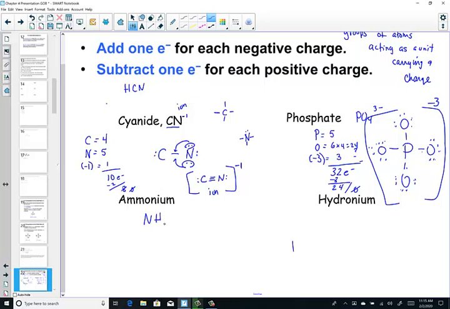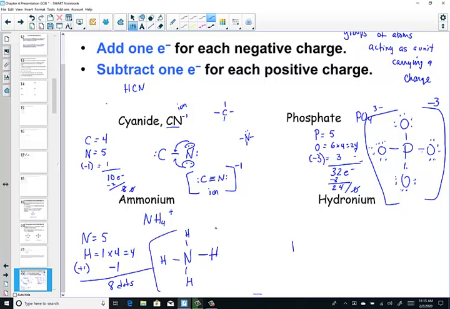Ammonium has a +1 charge. So what that means is that nitrogen, who's contributing 5, hydrogen, who's contributing 1, and it had a +1 charge, meaning it lost an electron. So I actually have to subtract an electron from my total. So 9 minus 1 is 8 dots available, which is perfect. We'll have nitrogen connected to all 4 hydrogen, and because it's a polyatomic ion, you'll see that positive charge outside.